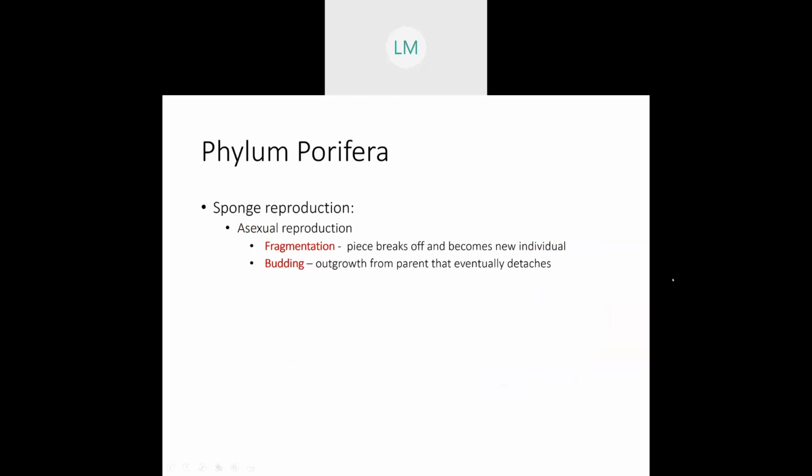When it comes to reproduction in this phylum, there's asexual reproduction. So this can happen by fragmentation, which is basically a piece of a sponge breaks off, and then that sponge is now a new sponge. Okay, so it's genetically identical to the parent because it's a piece of the parent that just broke off and became a new individual. But we can also have something called budding. This is like an intentional outgrowth from a parent that detaches. So it's very similar in the sense that it's just a piece of the parent that is now a new sponge. So asexual reproduction, genetically identical to the parent.